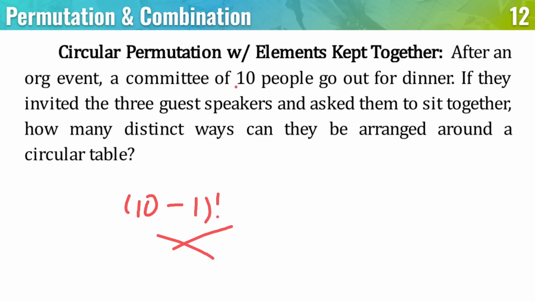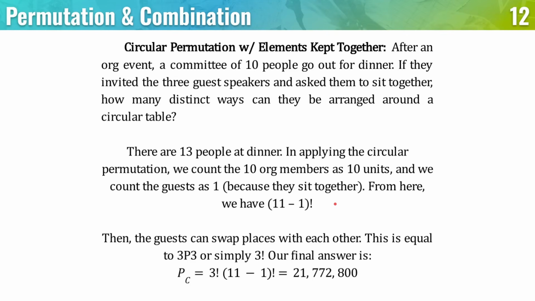Because it says here, 10 people invite 3 guest speakers. So that's a total of 13. So there are 13 people at dinner. In applying the circular permutation, we count the 10 org members as 10 units, and we count the guests as 1 because they sit together. From here, we have 11 units arranged around the circle, minus 1 factorial. So we have 10 factorial, but that's not the final answer yet, because the guests can swap places with each other. This is equal to 3P3 or simply 3 factorial, because there are ways on how you can arrange them.